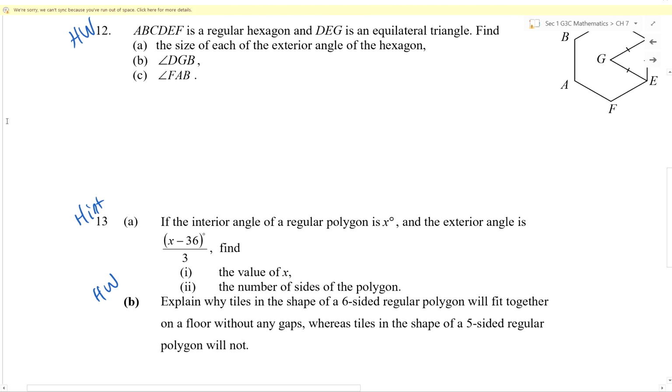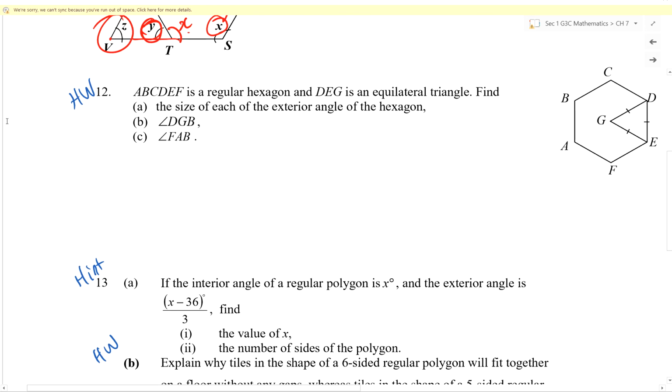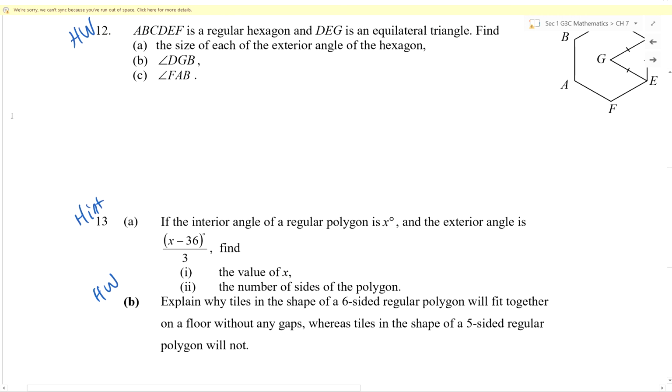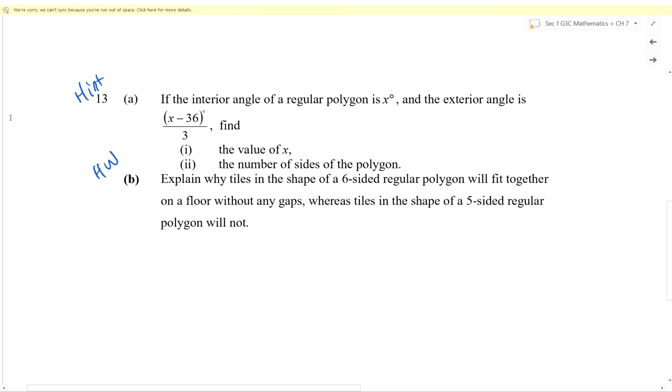So question 12 is also your homework question. Question 13, also homework, but I'll give you a hint. Moving on to question 13. Interior angle of a regular... So these are keywords, you must identify them. Interior angle is x. Exterior angle is (x minus 36) over 3.